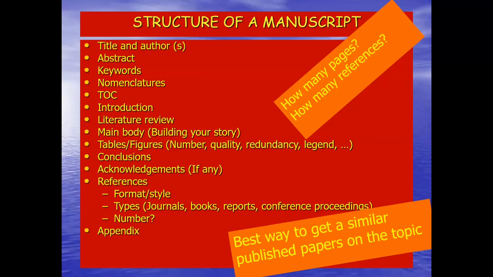But again, there is no universal structure for writing a review paper. This is based on reading other review papers, on collaboration, and on experience. So a structure can be drafted. Here there should be a title and list of the authors like an original paper, and there should be an abstract, some keywords, nomenclature, and a TOC, that is, a table of contents.